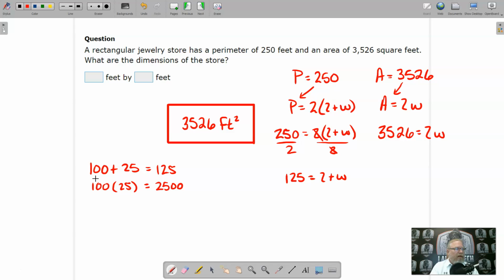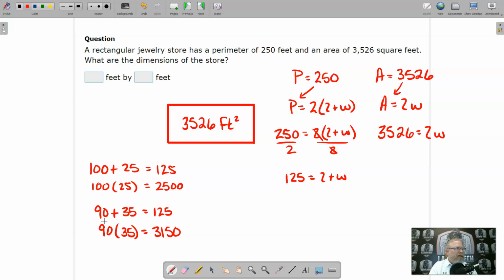Let's go down. Let's take 100 down to 90. So we took off 10 there. That means we need to add 10 to the other, 35. 90 plus 35 is indeed 125. So now let's do 90 times 35. 90 times 35 equals 3150. So we came up from 2,500 to 3,150, and we notice that that value is indeed getting greater, but we still need to get up to 3526.